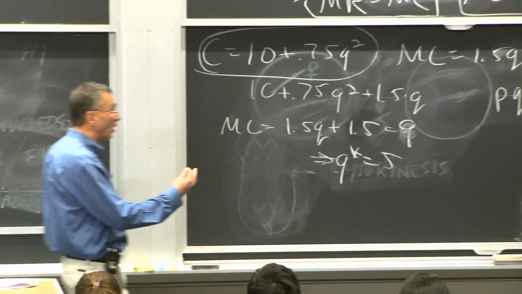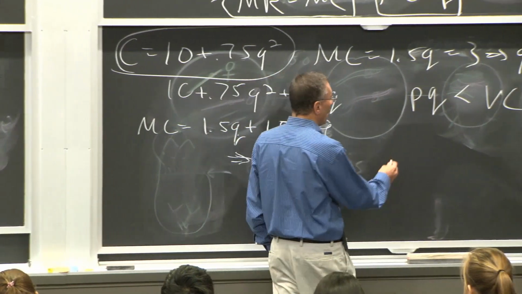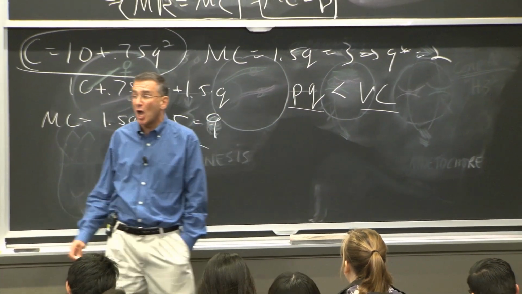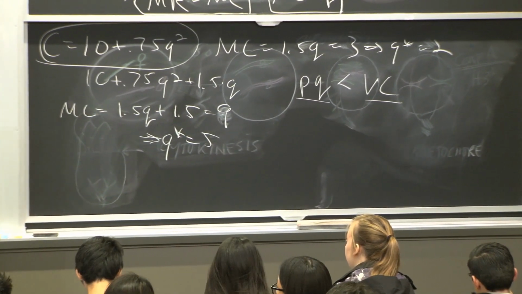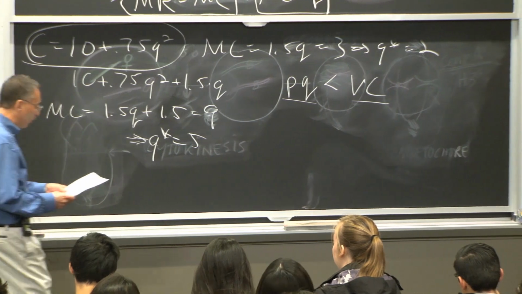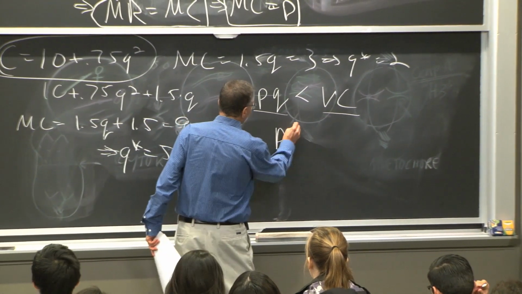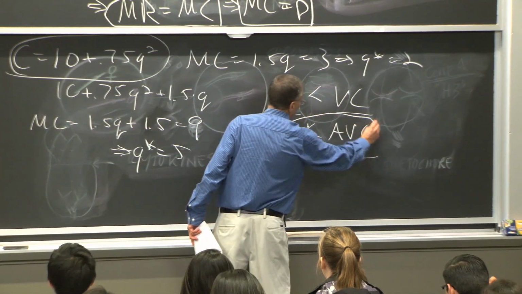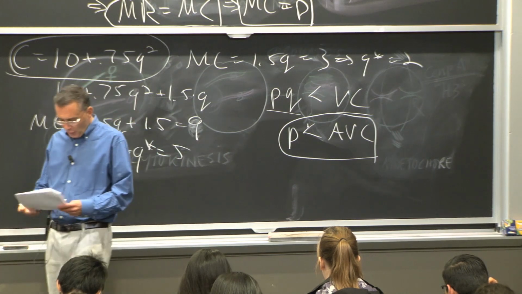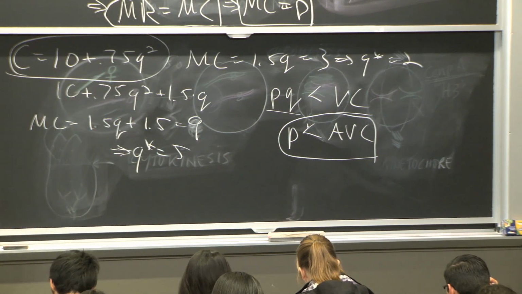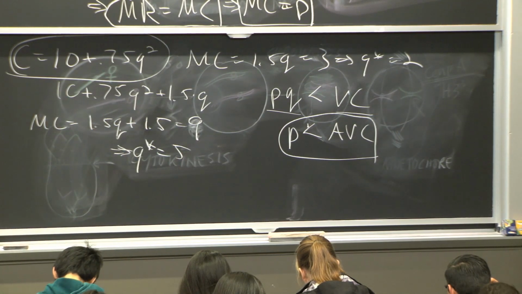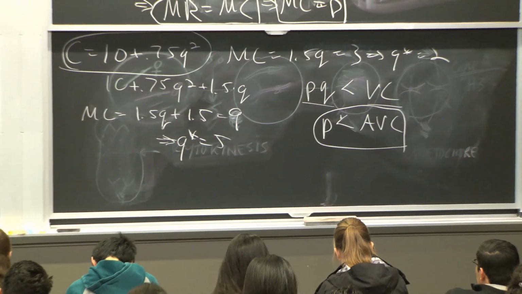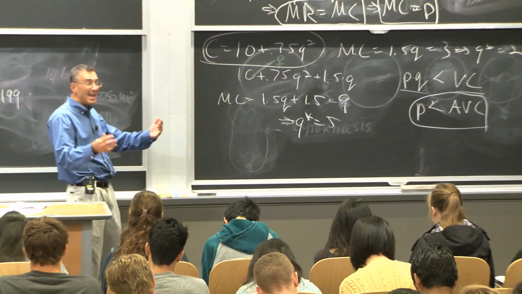Should I produce at all? Well, I would only shut down if the revenues I earn are less than the actual cost of production above and beyond the fixed costs, my variable costs. So I only shut down if price is less than average variable costs. The shutdown rule is I only shut down if price is less than average variable costs. If on average the variable costs are greater than the price, then I do want to shut down.